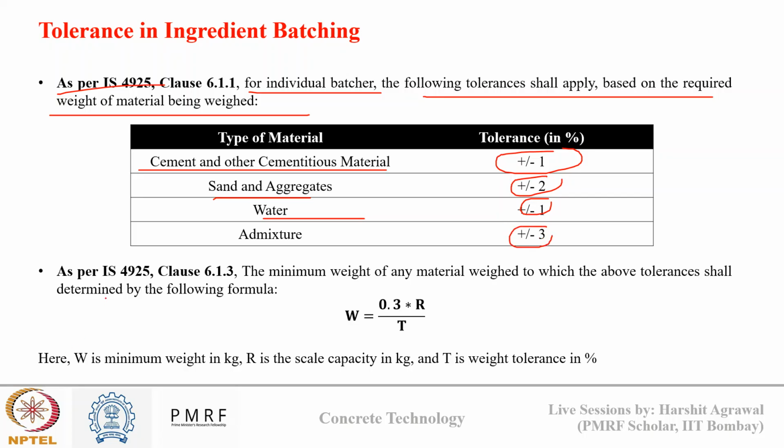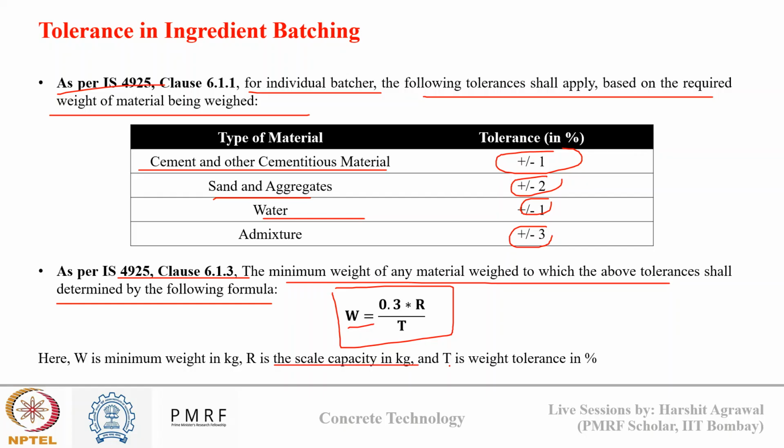As per IS 14952 clause 6.3.1.3, the minimum weight of any material weighed, to which the above tolerance applies, shall be determined by the following formula. W is equal to 0.3 times R by T, where W is the minimum weight, R is the scale capacity, and T is the tolerance. I will explain this formula by an example.